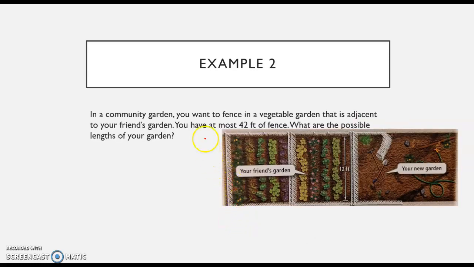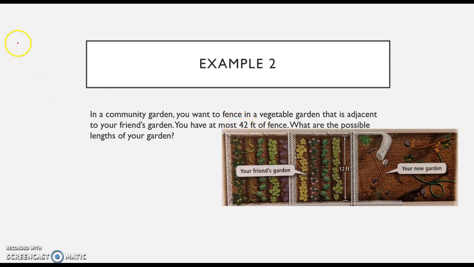All right, next example. In a community garden, you want to fence in a vegetable garden that is adjacent to your friend's garden. So here's your friend's garden right here. We have at most 42 feet.